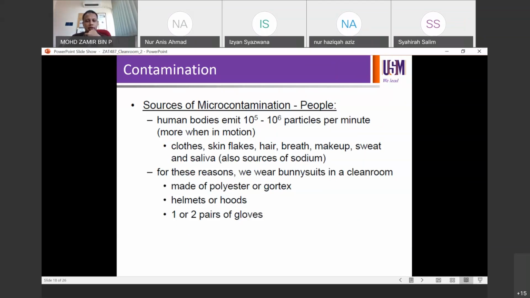Right, people are actually the main source. We emit 10 to the 5, 10 to the 6, around millions of particles per minute when in motion. Just 1 minute. So just imagine how many hours you're going to spend in the fab every day. Just to give you some perspective, if you work as a wafer fab engineer, as a process engineer or equipment engineer maybe, you will be spending most of the time in the fab.